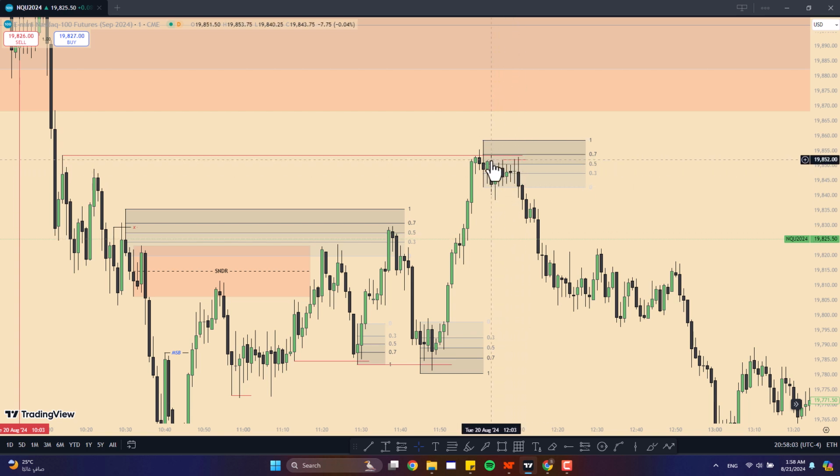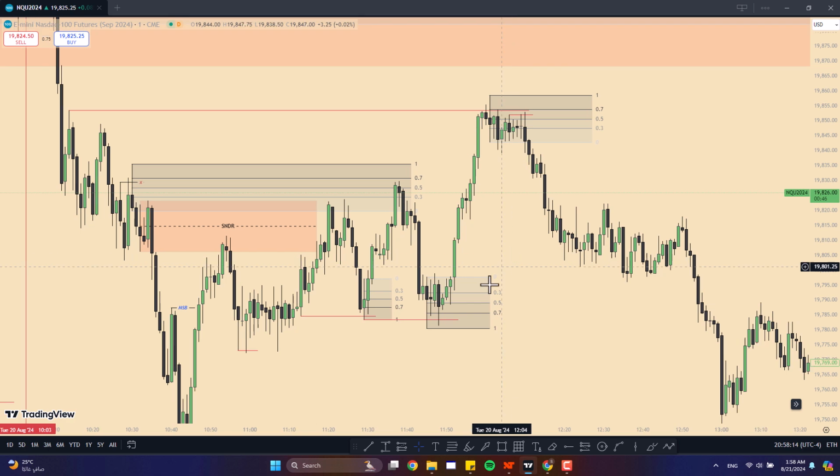So notice how before each expansion we have a sweep on liquidity. Sometimes we have two sweeps, right? But sweeps 90% of the times are present. Here, here, here, and you can find it literally anywhere.